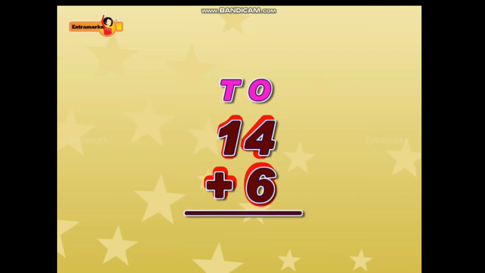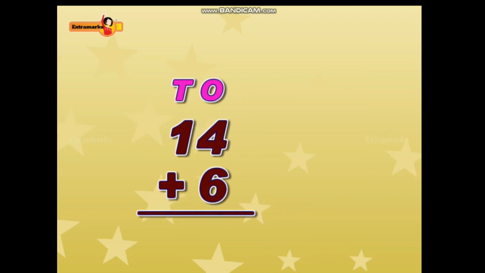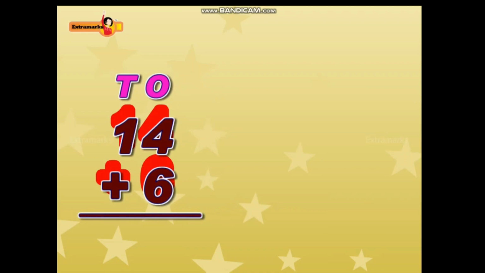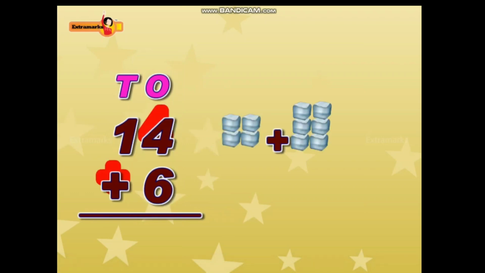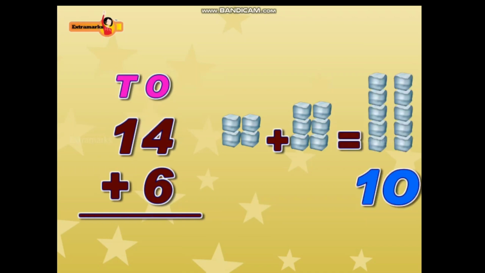To understand it better, let's do an addition sum of 2 digits. Here we are going to add 14 and 6. Example, 14 plus 6. Since we already know that we always start from the place of ones, our first step will be to add 4 and 6. When we add 4 and 6, we get a sum of 10.